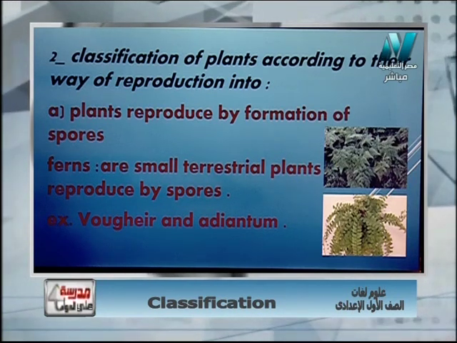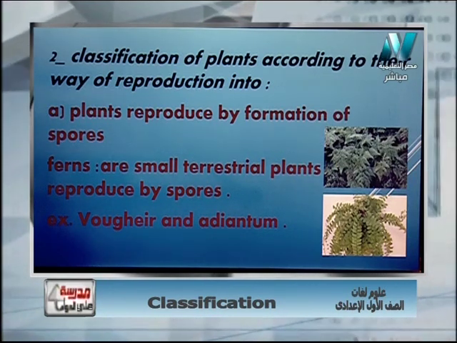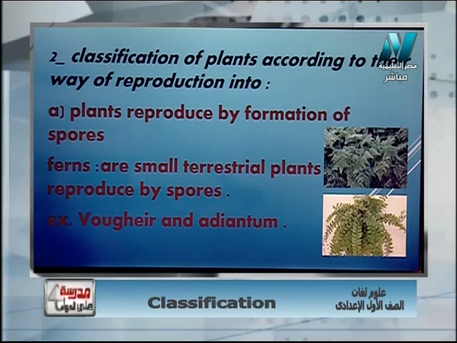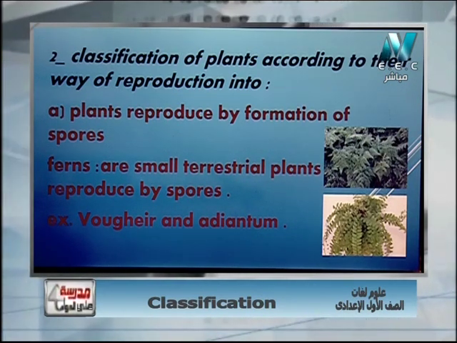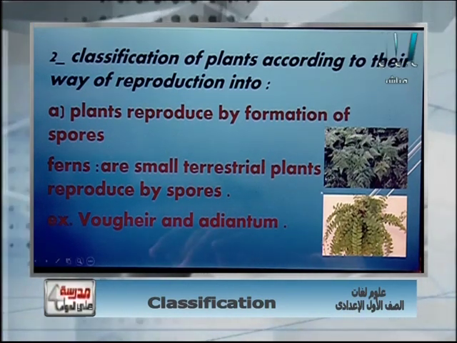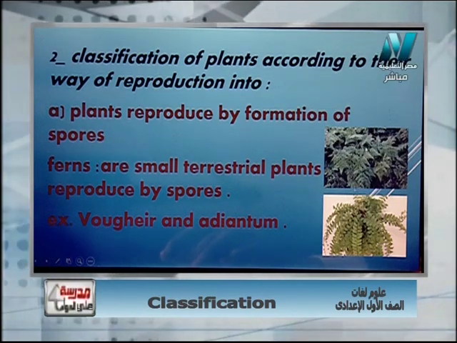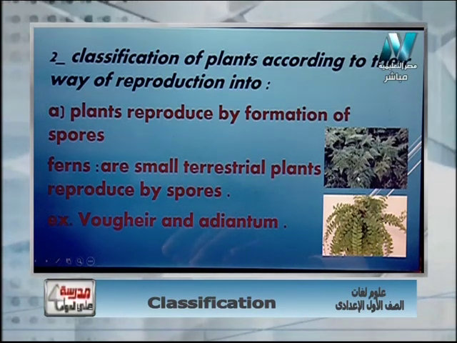terrestrial plants, reproduce by spores as vogel and adiantum. Vogel and adiantum.